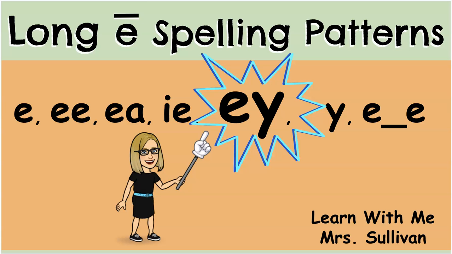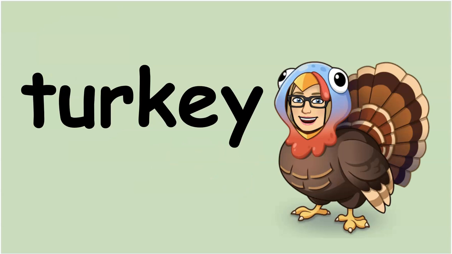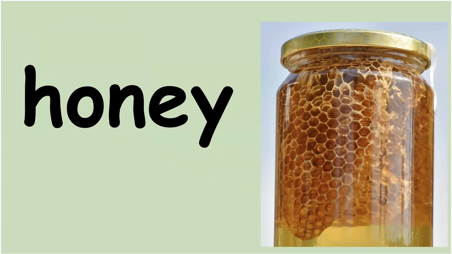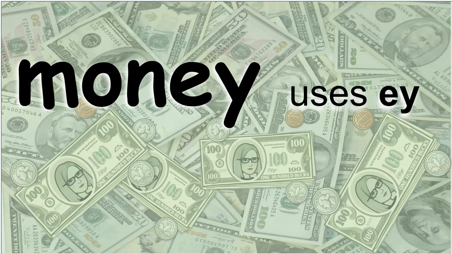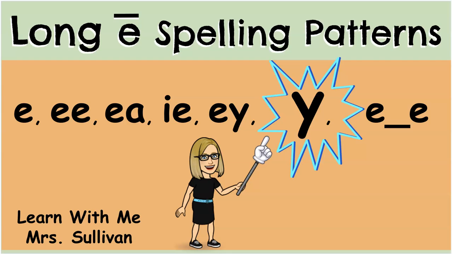E-Y is another way to make the long E sound, and we see it in words like key uses E-Y, turkey and honey both use E-Y to make the long E sound. Money uses E-Y to make the long E sound. But beware, E-Y makes the long A sound in a few words, like they, obey, pray, like predator and prey, gray, and hey, how you doing? Hey!